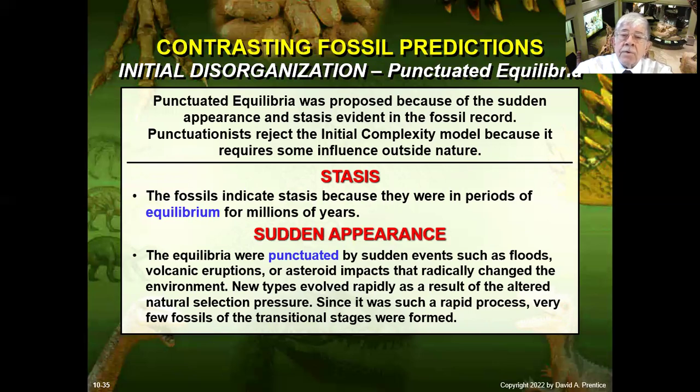creation. The fossils indicate stasis because they were in a period of equilibrium for millions of years. And the equilibria were punctuated by sudden events such as floods, volcanic eruptions, asteroid impacts, and so forth that radically changed the environments. So new types had to evolve rapidly as a result of the altered natural selection pressure. So it was such a fast process that very few fossils of the transitions were formed. So neo-Darwinism says they weren't formed because it was too slow. Punctuated equilibria says they weren't formed because it was too fast.